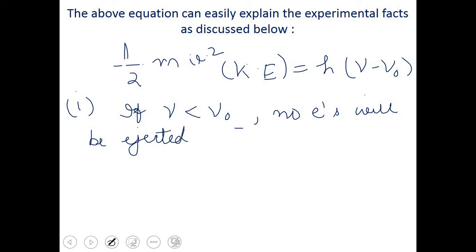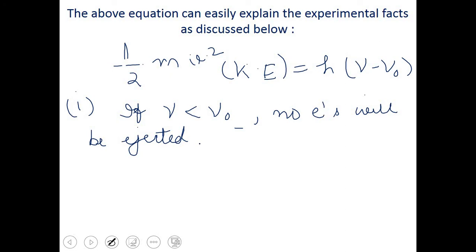How long the beam of light strikes the surface of metal, or whatever the intensity of the beam of light is, and remember that threshold frequency is different for different metals. This point also you have to remember.